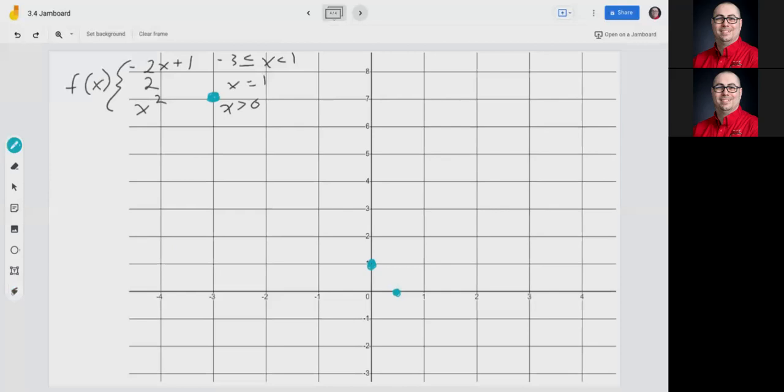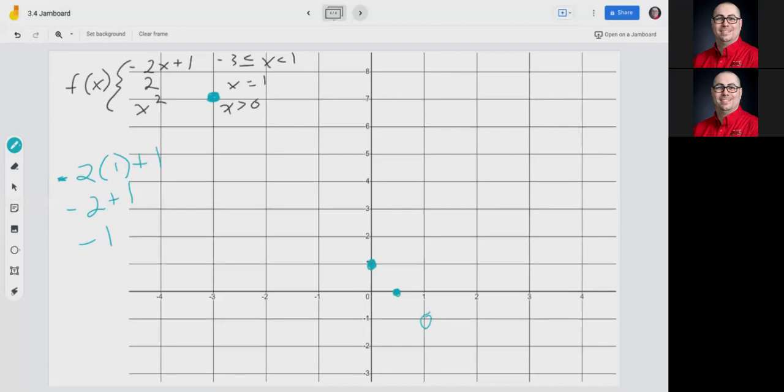So I'm going to do -2 times 1 plus 1. So that's going to be -2 plus 1, which should be -1. So what that's telling me is that top piece is heading towards a y value of -1 when x is 1, but it's not actually equal to it because there's no equal to on that inequality there. So what I'm going to do is put an open circle there at the point 1, -1.